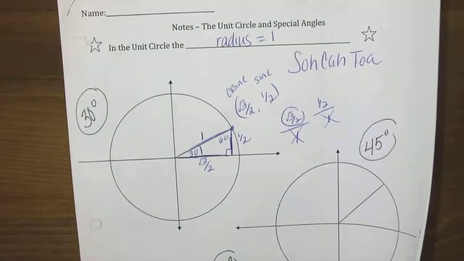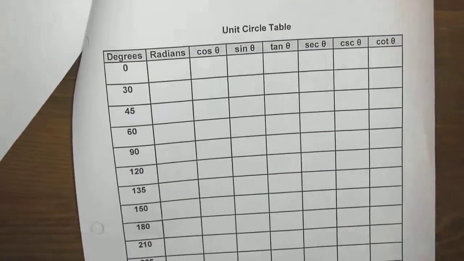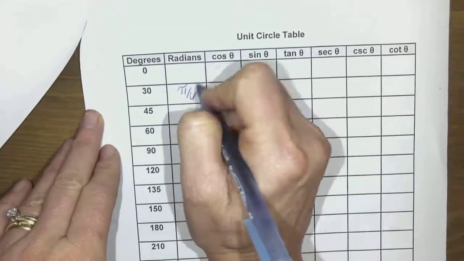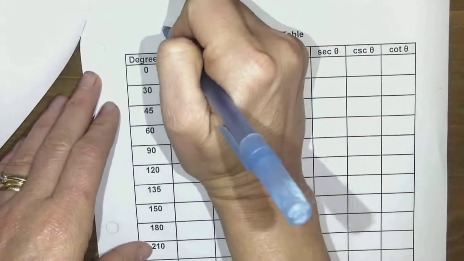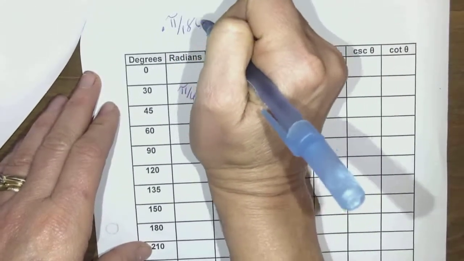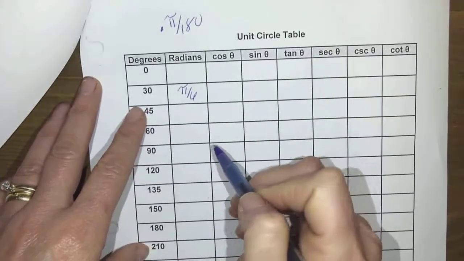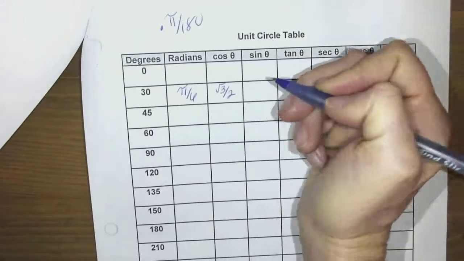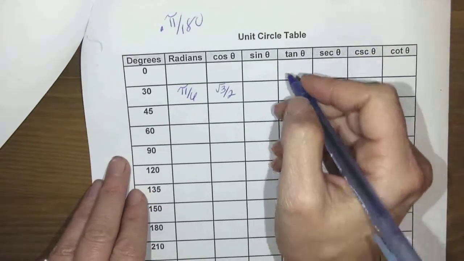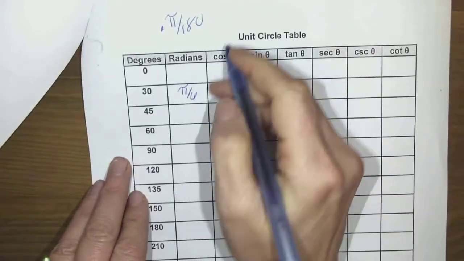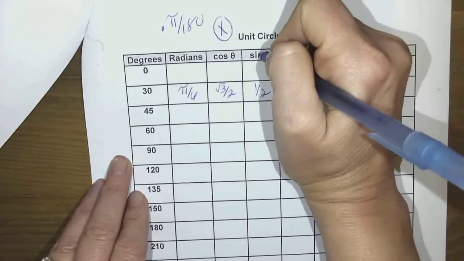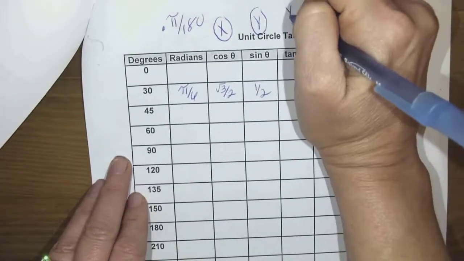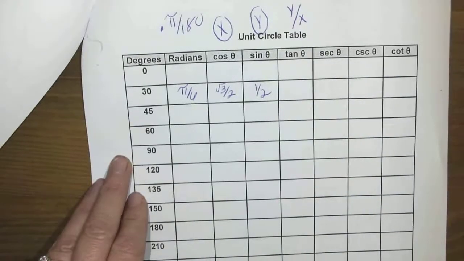Now I'd like you to go to the back, and for 30 degrees, the radian measure, which we already learned how to convert, to go from degrees to radians, we multiply by pi/180. The cosine or x value for 30 degrees was √3/2. Our sine, or the y value we just did, was 1/2. Above cosine, I'd like you to write x. Above sine, I'd like you to write y. Tangent is y divided by x as a reminder.